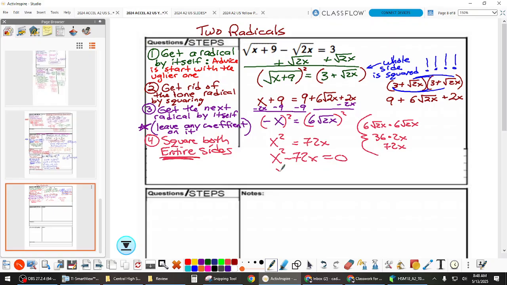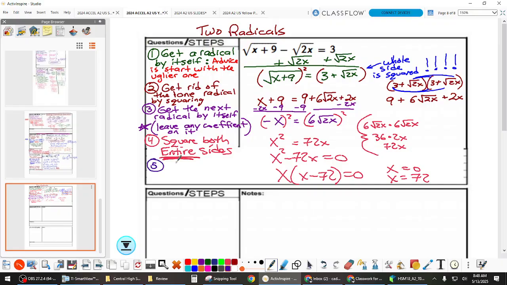This is the GCF kind. So x times x minus 72. So what's the first x? And the other one is 72. Now, we still have to go check for extraneous. Does anything have an issue?